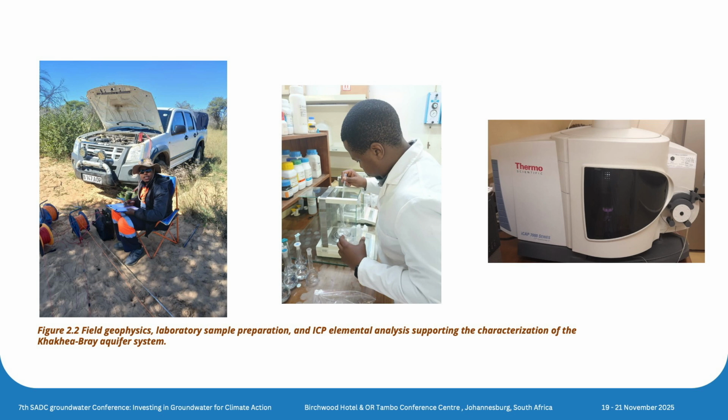The first frame shows one of the VES we conducted, which was VES 6. The VES AB/2 spacing ranged from 1 to 350 meters for the stations which are found on the edges of our profile. For the middle VES stations, we used an AB/2 spacing that ranged from 1 to 300. The photo in the middle shows the preparation of the samples prior to putting them into our ICP unit for elemental analysis.